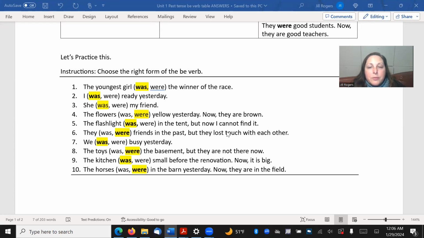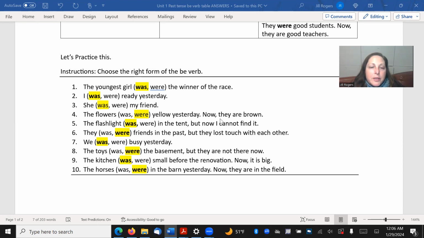And here we see that we have the present tense here, right? But we're talking about the past here, so it's okay to blend if it makes sense. Number 6, they were friends in the past, but they lost touch with each other.